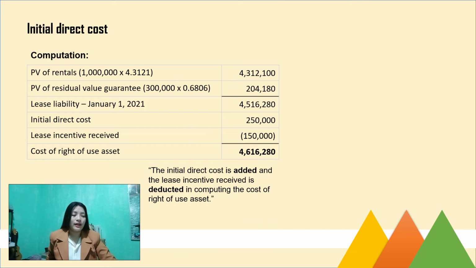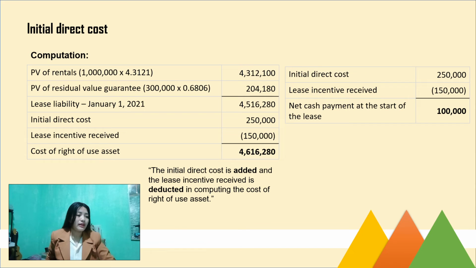So, ayun na nga yung ginawa natin kanina. So, for the net cash payment at the start of the lease, so ito yung una nating bayad. Para makuha yan, ile-less lang natin or i-deduct lang natin yung lease incentive received, which amounts to 150,000 sa initial direct cost of 250,000. So, to get the difference, magkakaroon tayo ng 100,000. And that will be the net cash payment at the start of the lease.